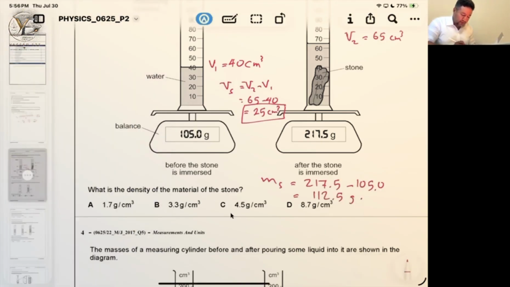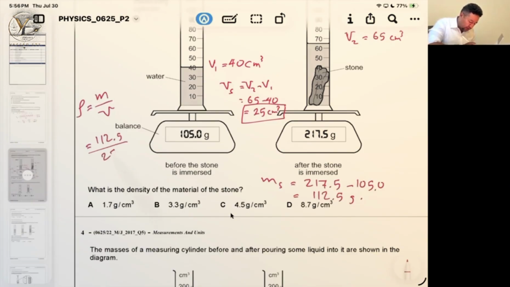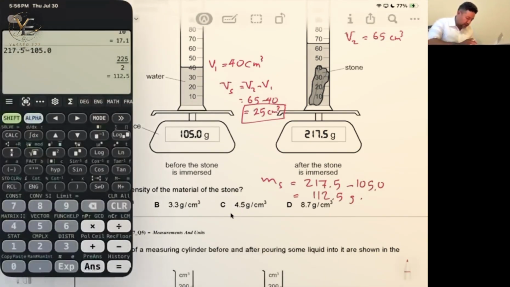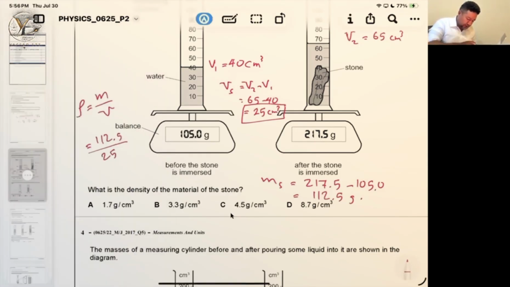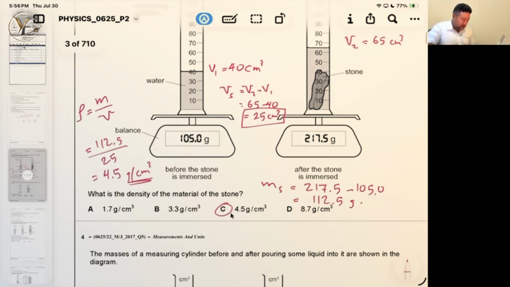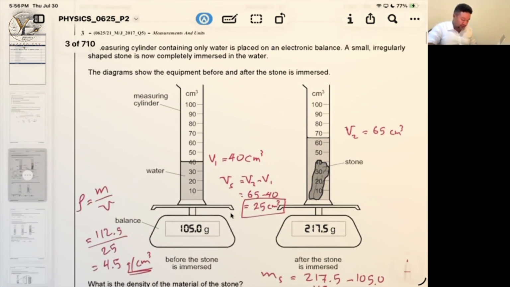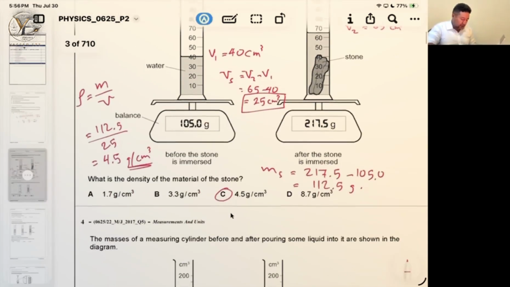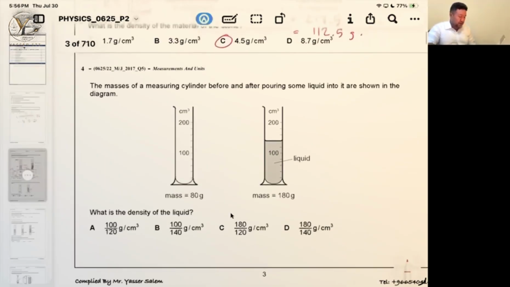112.5 grams. And it's asking what is the density of the material of the stone. Density equals what? Density equals mass over volume. And we have the mass 112.5 and we have the volume 25. So I'm going to substitute here. So 112.5 divided by 25 equals 4.5. So the answer is 4.5 gram per centimeter cube. Don't forget the units. And if you look here, the value is 4.5 within two significant figures, one decimal place, and it's an accurate value. Okay.